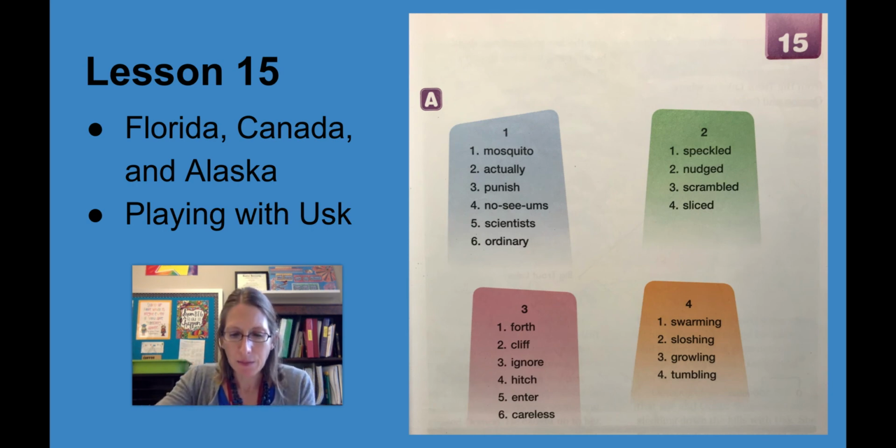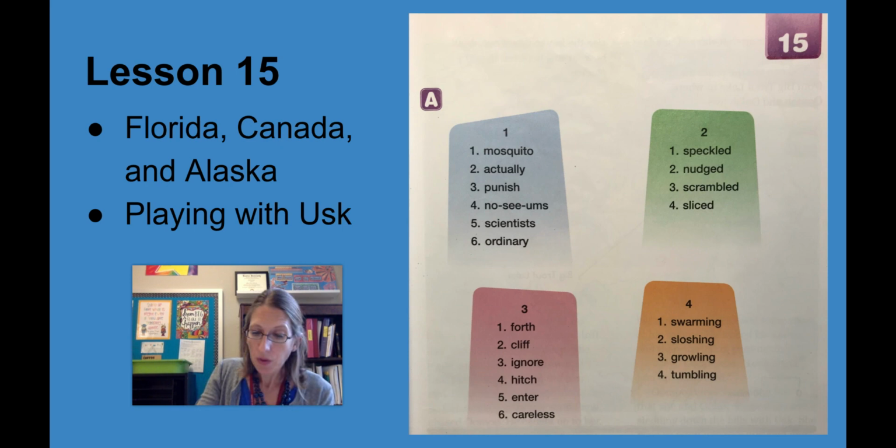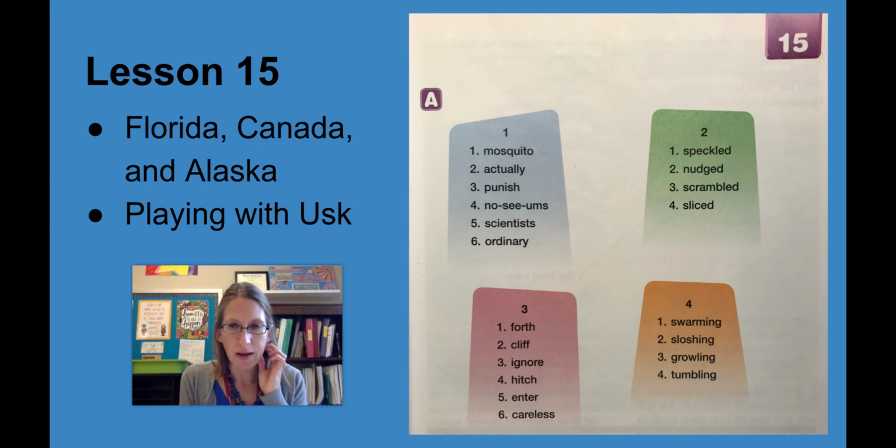All righty. And column 4. All of these words end with ing. Word 1, what word? Swarming. When insects swarm, hundreds of them fly very close together. Word 2, what word? If you swing a bucket of water back and forth, the water sloshes around. Word 3, what word? Word 4, what word? All right, let's try the fast way. Swarming, sloshing, growling, tumbling. Nice job.